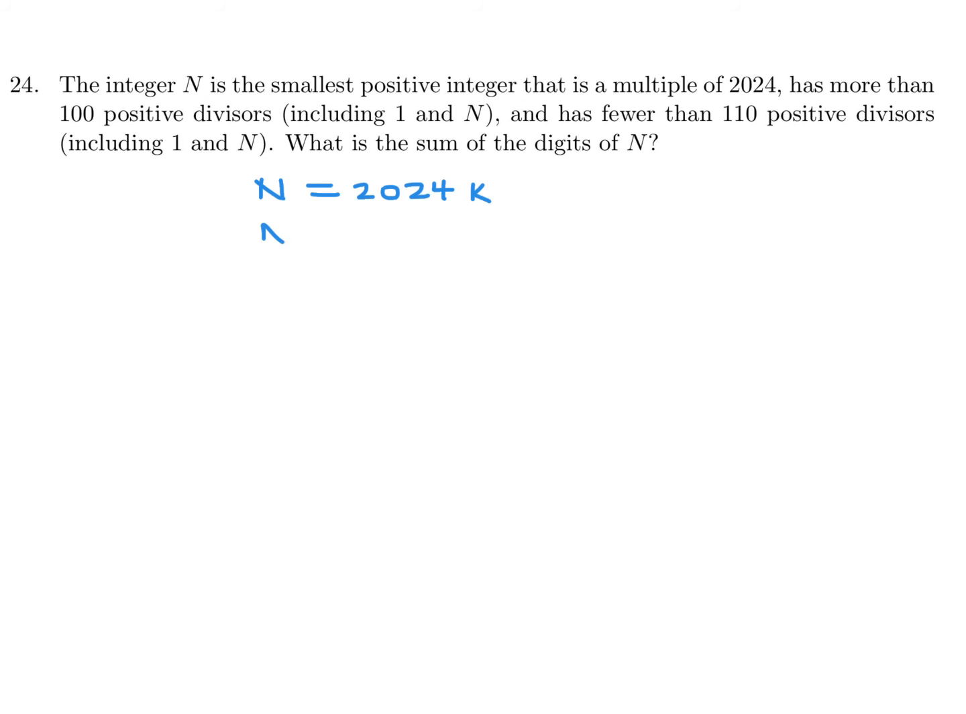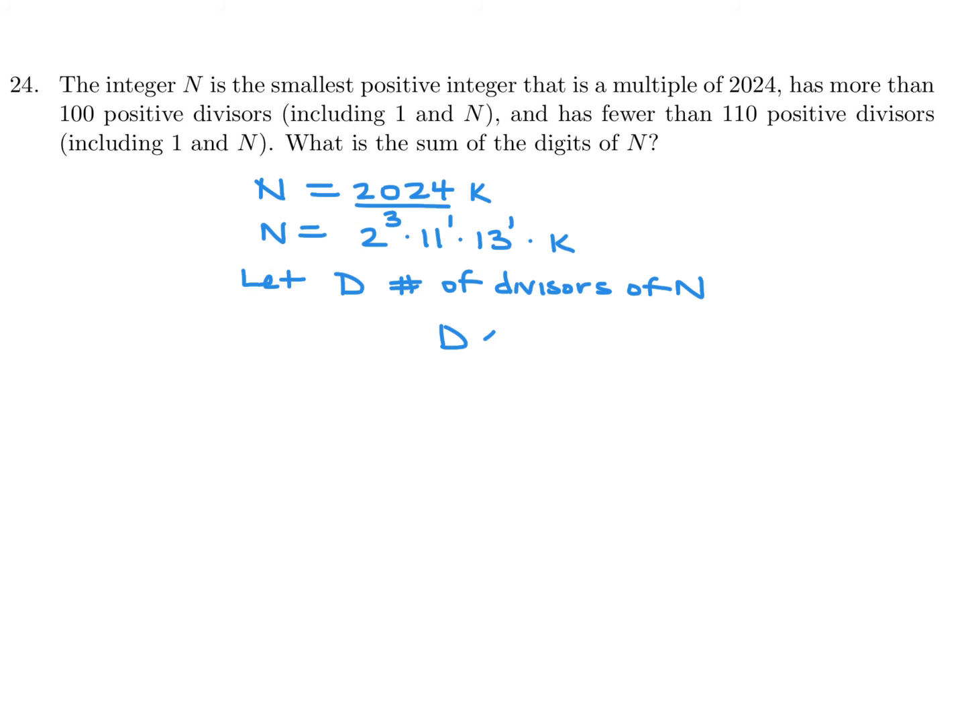And therefore, we want to break this up into its prime factors. So if you do, it'll be 2 to the power of 3 times 11 to the power of 1 times 13 to the power of 1. And then we have this k, and I have no idea what k is. Now let D be the number of divisors of n. And they're telling us that D is between 110 and 100.